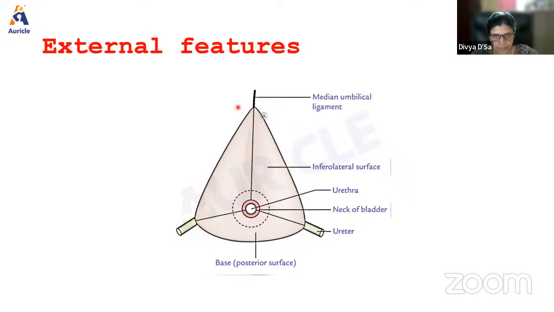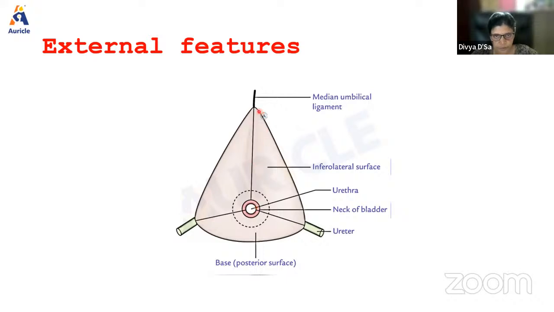When we see the presenting parts in an empty bladder, it is tetrahedral in shape. So it will have an apex, a base, the superior surface and 2 inferior lateral surfaces. And 4 borders: an anterior border, a posterior border, and 2 lateral borders, and there will be a neck. This is a 2 dimensional diagram, so you may not be able to make out the borders properly, but this is the anterior, lateral, posterior border here, and the neck.